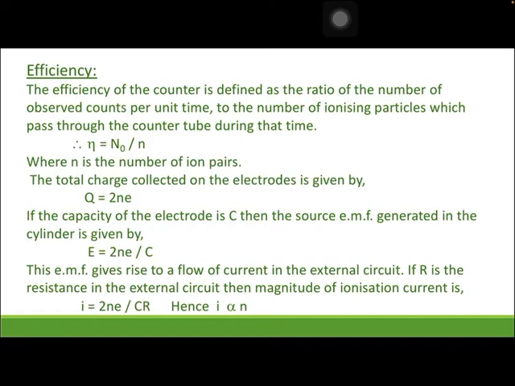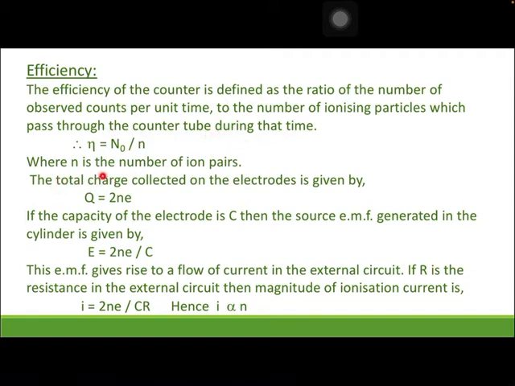Then the efficiency, another definition which is very important, the efficiency of the counter. How do we measure it? The efficiency of the counter is defined as the ratio of the number of observed counts per unit time to the number of ionizing particles which pass through the counter tube during that time. So eta is the notation for efficiency, that is N naught divided by N, where N is the number of ion pairs that are produced, and N naught is the number of observed counts per unit time.